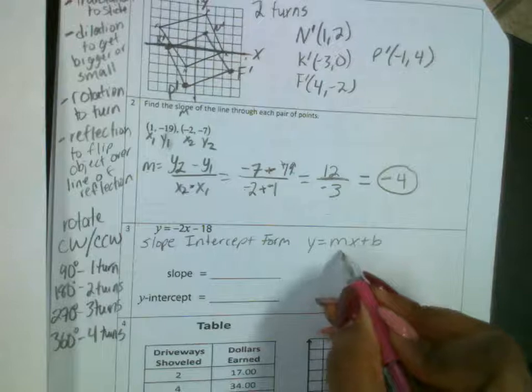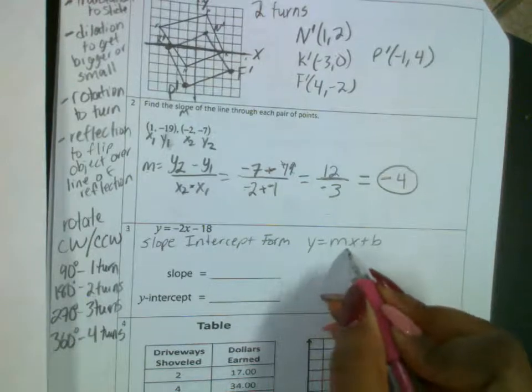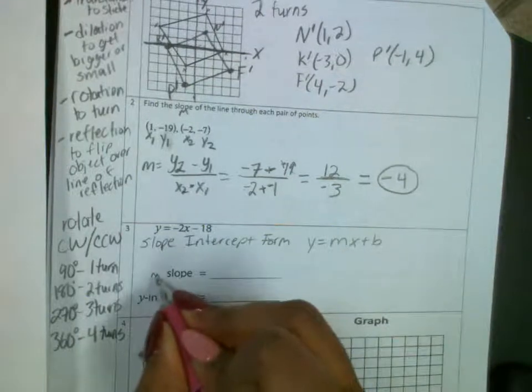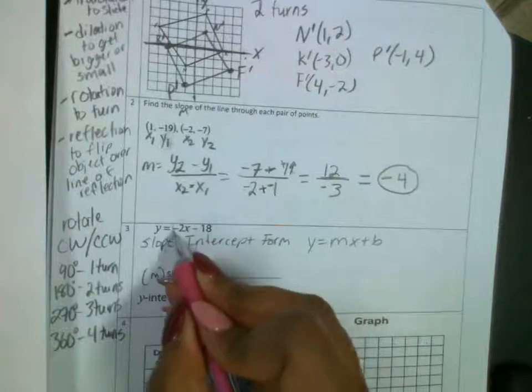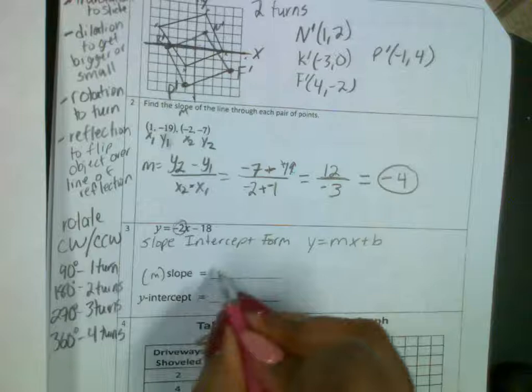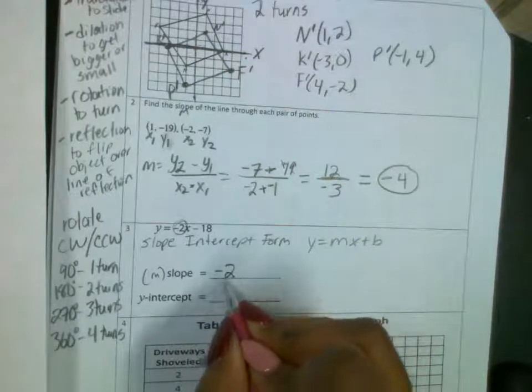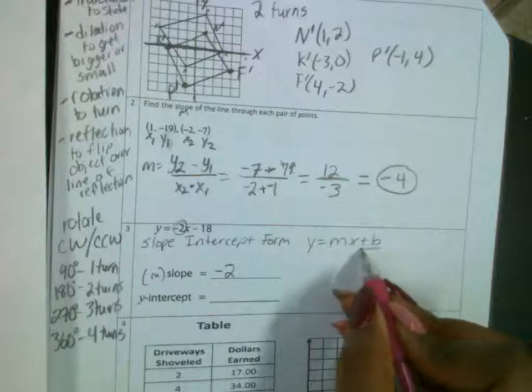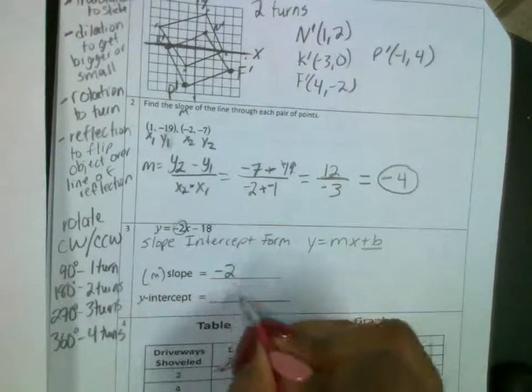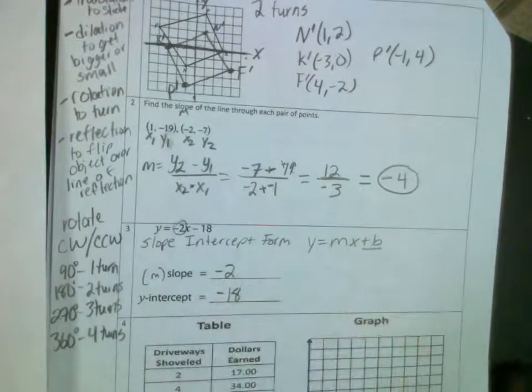The number that's in front of x is going to be my m. That's my slope. Okay? So my slope is going to be this negative 2. That's the number in front of the x that's attached to x. This is negative 2. My y-intercept, look, is a number that has no variable attached to it. That's a negative 18. All right?